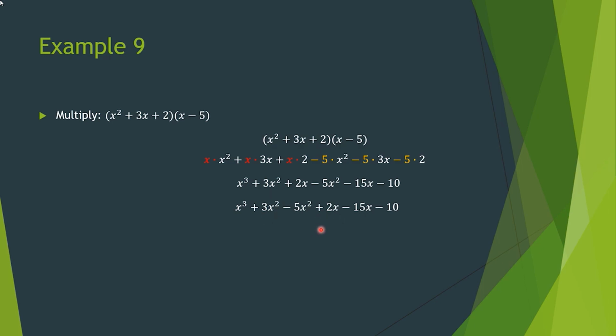Sometimes it might ask you to do it when you're adding or subtracting, to do it vertically. You just need a way to organize yourself when you're combining like terms. So the squares combine and the x's combine. So the x cubed comes down. 3x squared minus 5x squared is a negative 2x squared. Again, it would be written as minus 2x squared. 2x minus 15x, that's negative 13x. Again, written as a minus 13x. And then minus 10. And that's it.